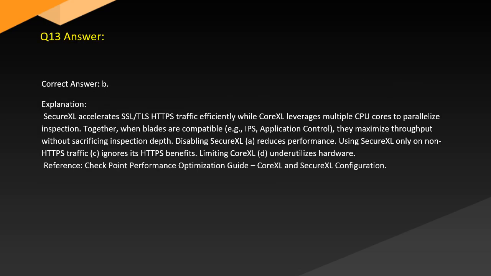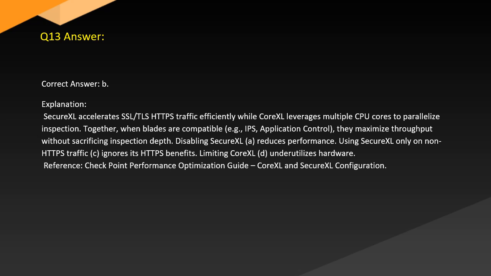Answer. Correct answer: B. Explanation. SecureXL accelerates traffic efficiently while CoreXL leverages multiple CPU cores to parallelize inspection. Together, when blades are compatible, e.g. IPS, application control, they maximize throughput without sacrificing inspection depth.